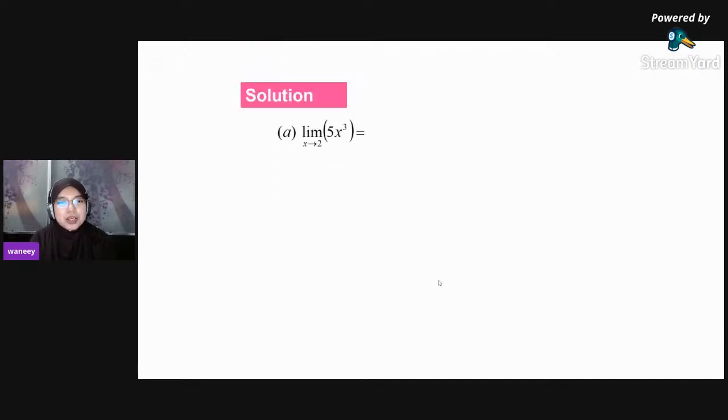Okay, so A, we got the limit as x approaches 2 for 5x cubed. Now take out the constant. So we have one property over there: if we have a constant, we can actually take out the constant. So 5, and then we're going to find out the limit as x approaches 2 for x cubed. Substitute the value for x with 2. We are going to get 2 cubed. So 5 multiplied with 2 cubed, 5 times 8. So this is actually equal to 40.